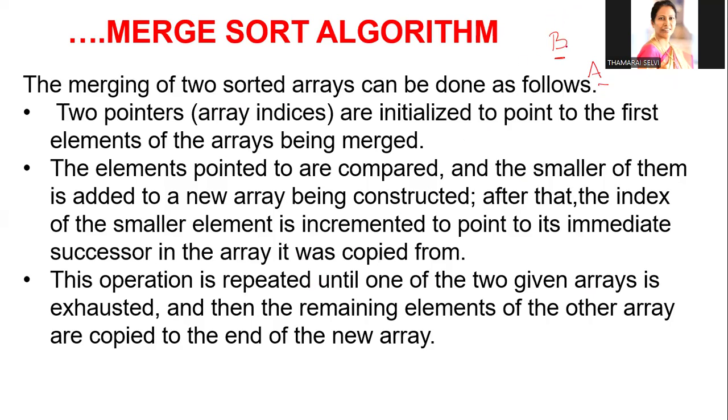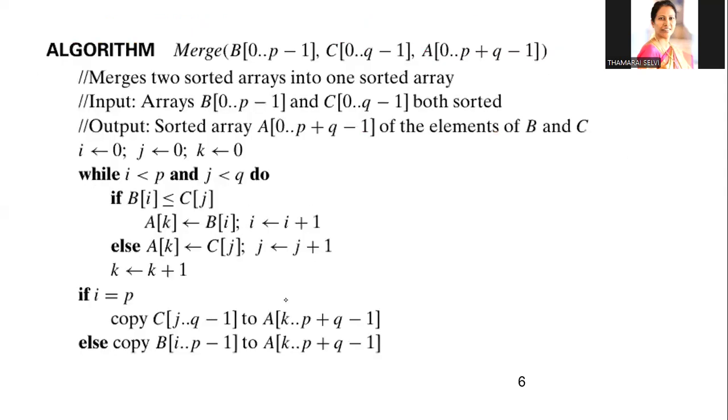So suppose B contains 3 elements and C contains 4 elements. All 3 will be compared with the first 3 of C. Then the remaining 1 will be added to A at last. So this merge algorithm combines B and C into the A array.